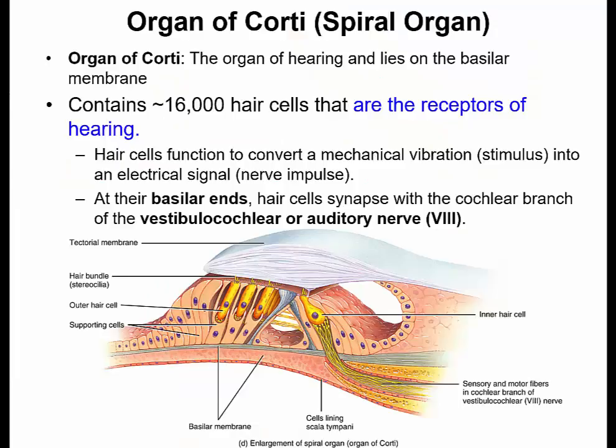Organ of Corti, also called the spiral organ. This is the organ for hearing. It lies on the basilar membrane shown here and has about 16,000 hair cells that are the receptors for hearing. So when you look at this, you're going, well, I only see a few. I see 3 here for the outer hair cells and 1 here for the inner hair cells. Well, this is actually going all along that cochlear duct.